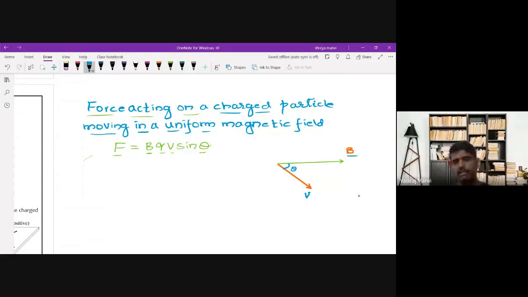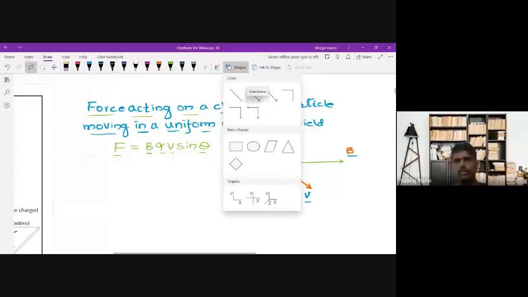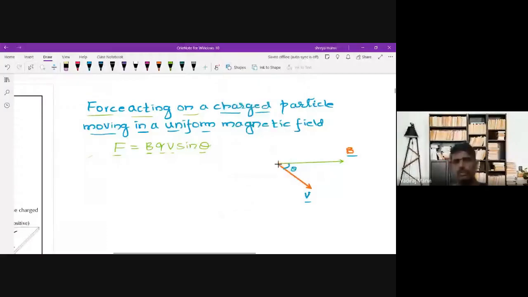This is all what you should write in the exam. Theta is the angle made by the velocity of the charged particle with the magnetic field. Now you can see velocity is a vector, magnetic field is also a vector. Hence, we resolve this velocity into two vectors, because whenever two vectors are acting at some angle, remember, it must be resolved into two components.